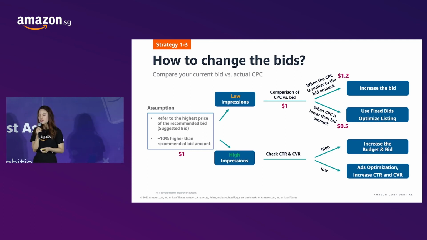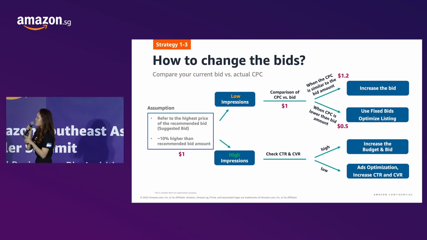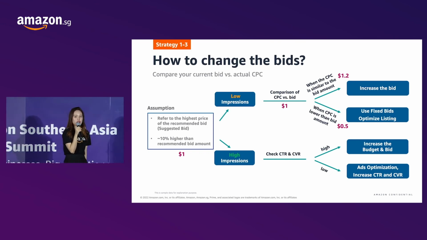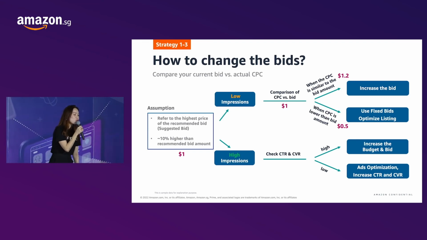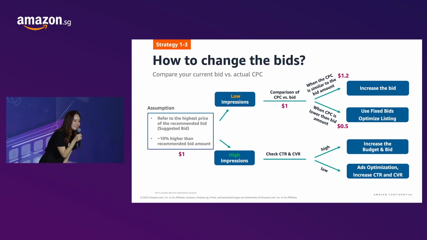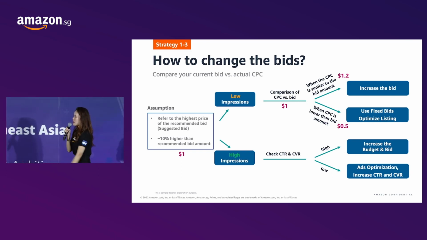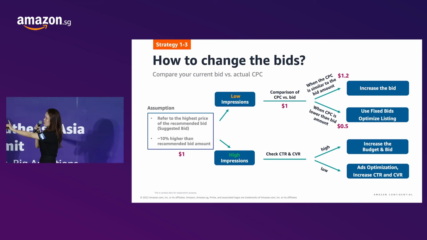So let me give an example of how we do the bidding changes. Let's assume that your current bid is $1. So we just bid $1 for one keyword. Which keyword is your hero keyword? Storage box. Perfect. So let's assume the storage box. I'm bidding for the storage box category here for $1. Now, how to change the bids is based on comparing the actual cost per click and the bid that you're doing. So let's assume that we bid $1 for storage box.